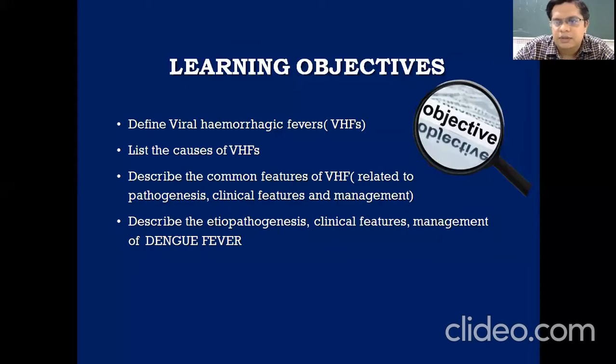So what are the learning objectives for today's class? At the end of the class, you should be able to define what is a viral hemorrhagic fever, what are the causes of viral hemorrhagic fevers, and describe the common features of viral hemorrhagic fevers related to their pathogenesis, clinical features, and management. The important topic for you from the examination point of view is dengue. So we'll cover the topic in detail. We'll describe the etiopathogenesis, clinical features, and management of dengue fever.